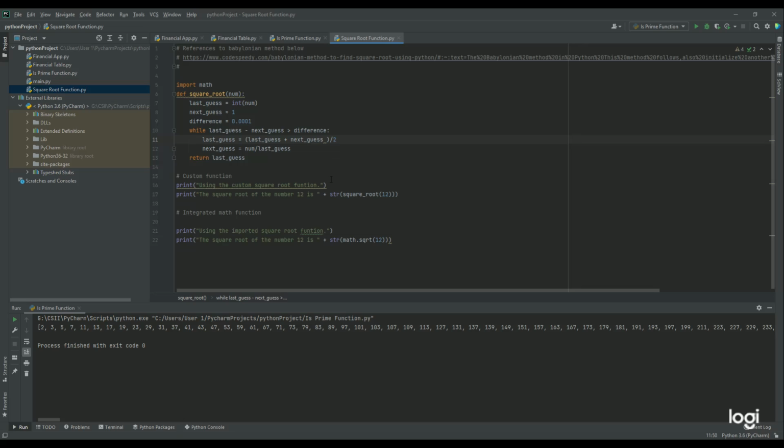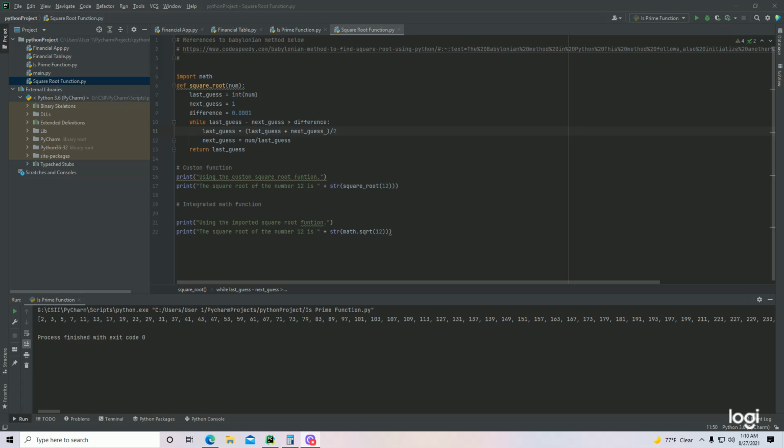Last guess is now 6.5. So I'll take out a little calculator right here and put 12 divided by 6.5. Oops, you guys don't see my calculator. Let me share my first screen. Screen 1, display 1. There you go.